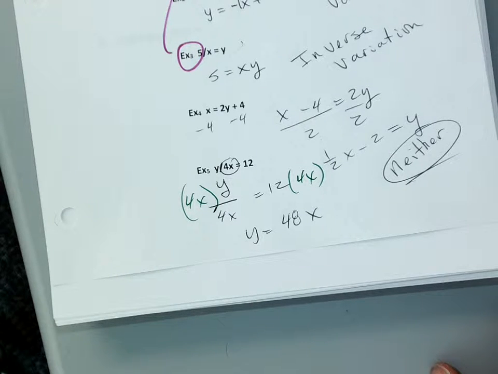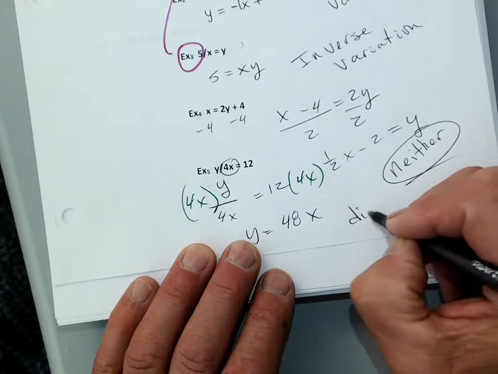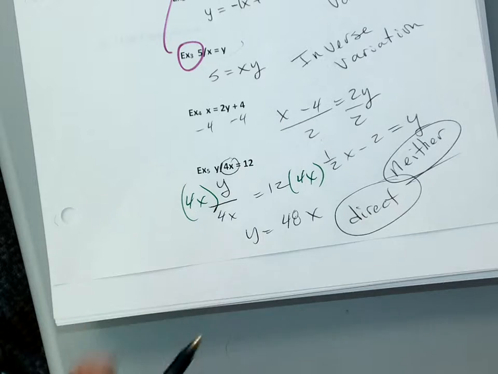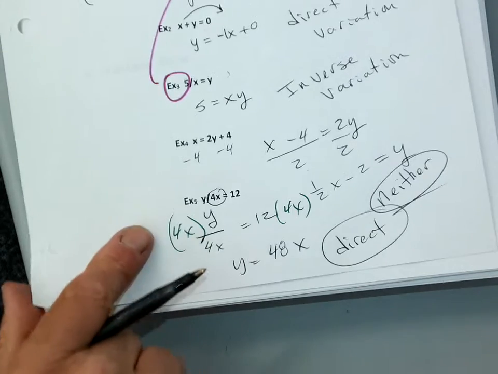It would be direct, right? It starts at 0 and the slope would be up 48 over 1, right? This is definitely direct. Okay. It has to go through the origin. If it doesn't go through the origin, it doesn't work, okay? Are you guys ready to turn the page?